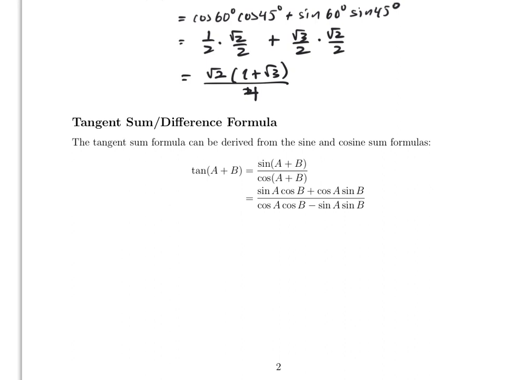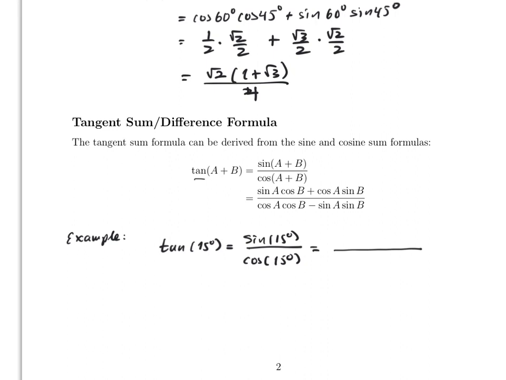Now, there is also a tangent sum and difference formula, but it's usually easier to just use the identity that tangent is equal to sine over cosine. So for example, if you wanted to find tangent of 15 degrees, this is the same thing as sine of 15 degrees, which we already found in the previous page, and then divided by cosine of 15 degrees, and then just plug it in.